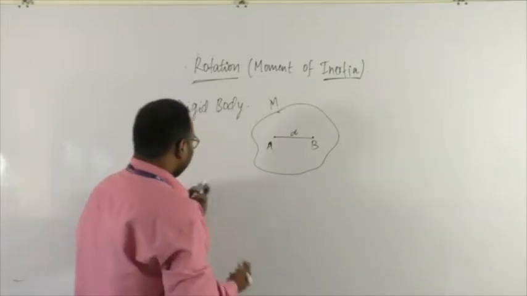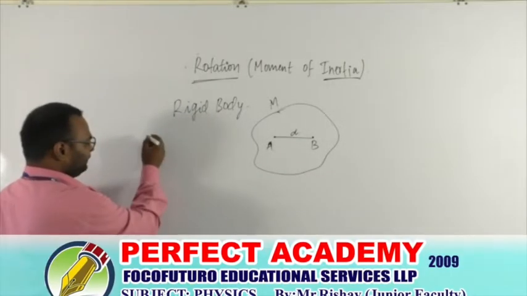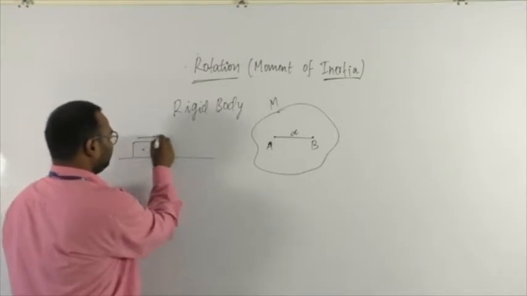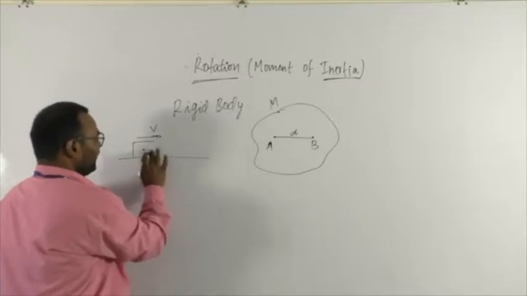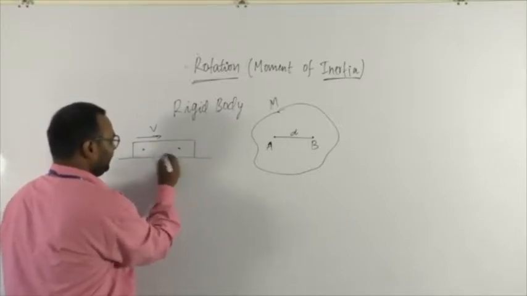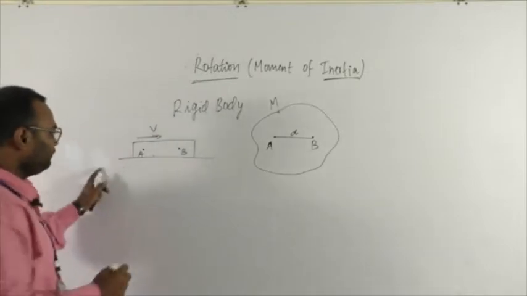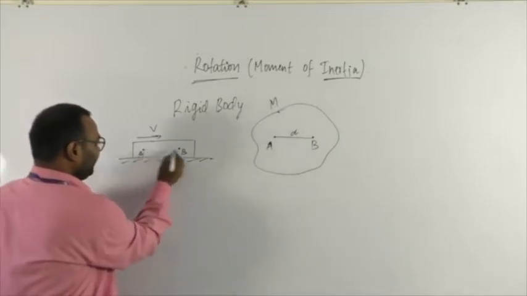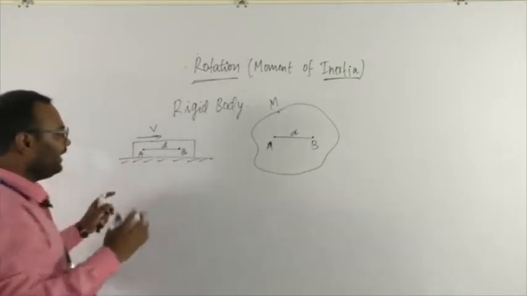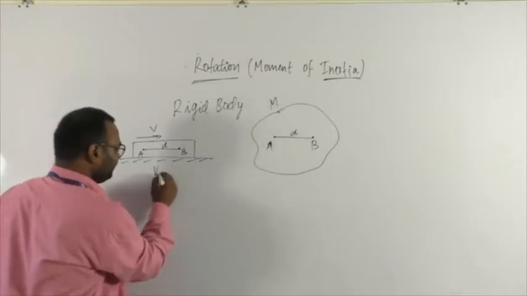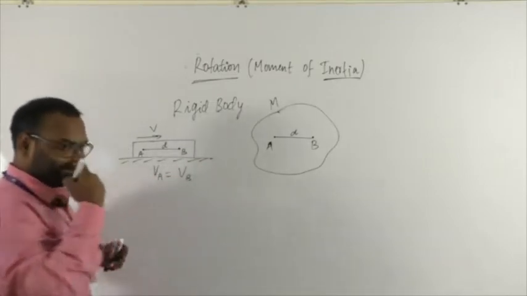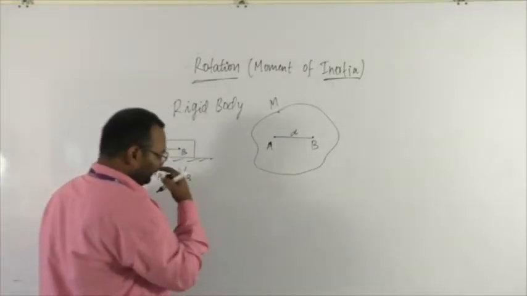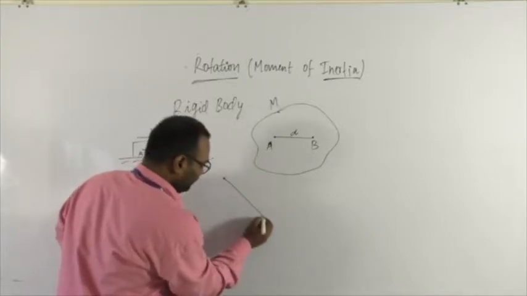In the same case, if you translate it, like if a block is there and this part is moving with some velocity v, and if I take a bigger block, say these two parts are there, this block is moving on a frictionless or any friction surface. That means if this distance d is to be constant, then the velocity of A should be equal to the velocity of B, right?